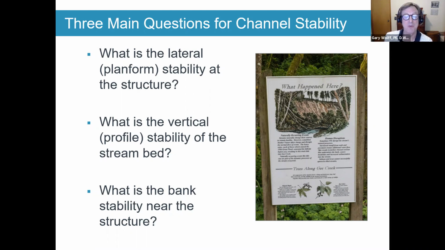We also need to understand what's happening vertically with the stream bed. So if the stream is eroding down, as is very common in a lot of streams, particularly in urban settings where there's been a watershed change or something where the channel is wanting to lower down, we need to understand that because that's going to affect our bridge foundation. And finally, related to lateral stability, we want to understand what the local bank erosion problems are right at the structure itself. And we want to be able to address those as part of the design.